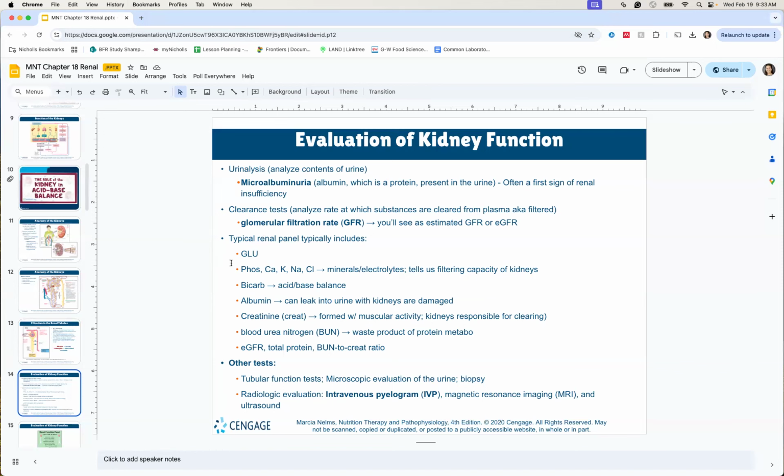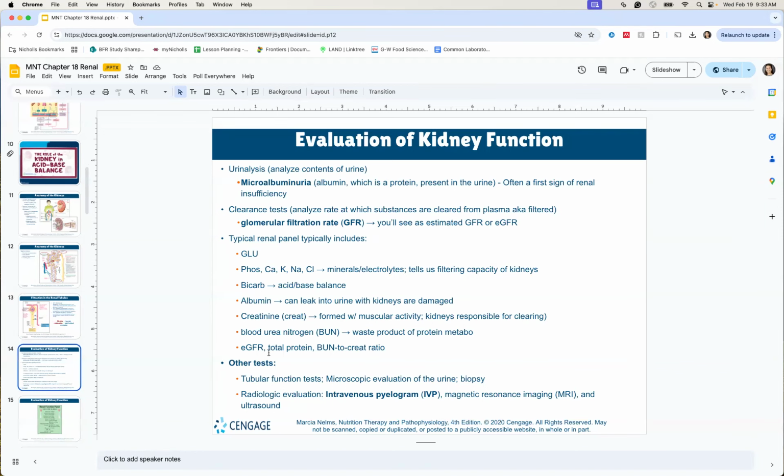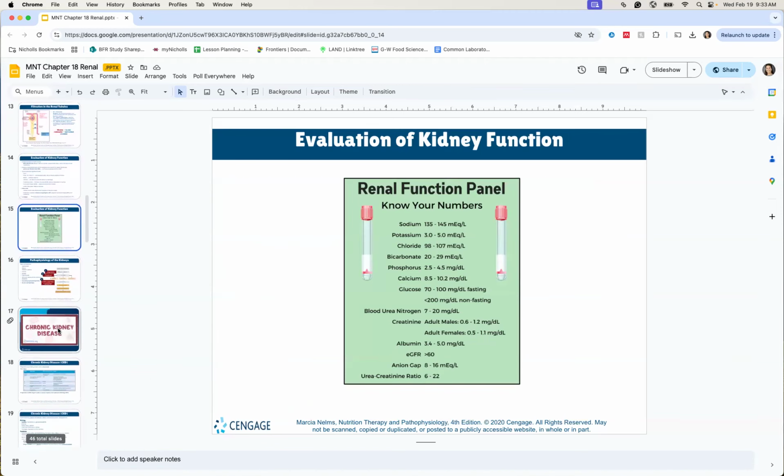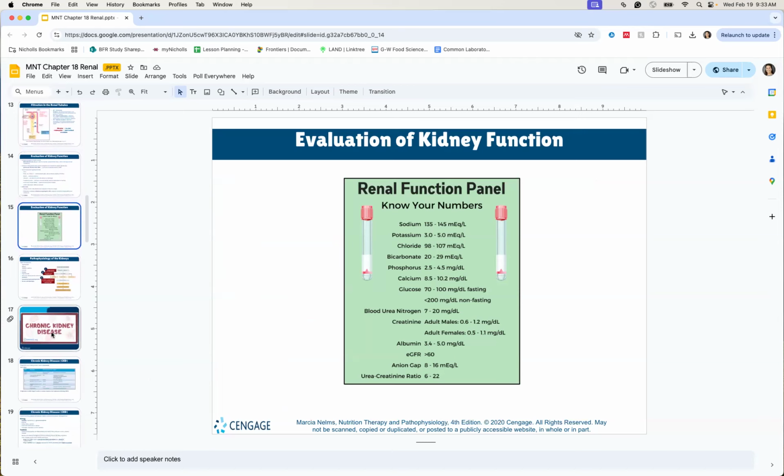We often will see a variety of blood tests drawn on a renal panel. But we can also do some radiological evaluation or biopsies, other types of things. But this is the typical renal panel, blood panel that we'll see. So first you'll see sodium, potassium, chloride, bicarbonate, phosphorus, calcium. Again, this is fluid, electrolyte, acid-base balance. Are all of these things in good favor? If not, then we might have a problem with the kidneys.